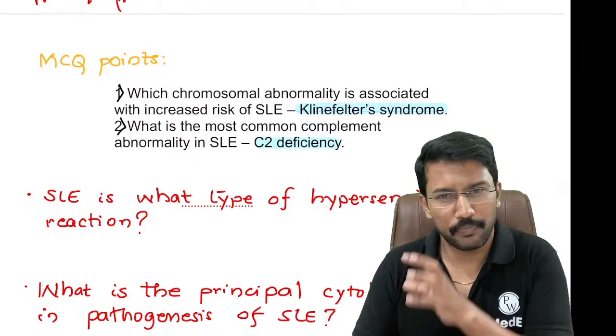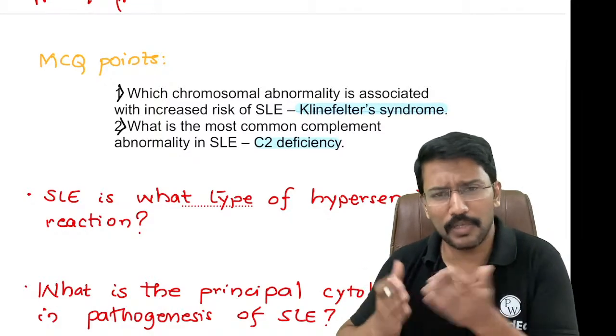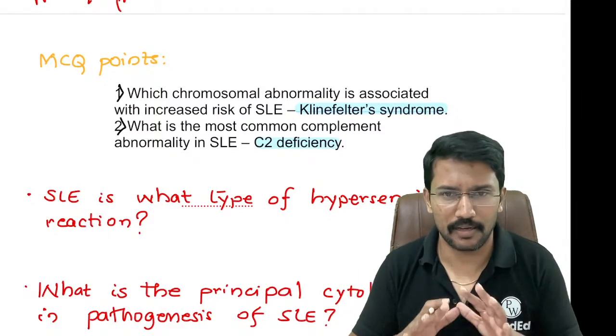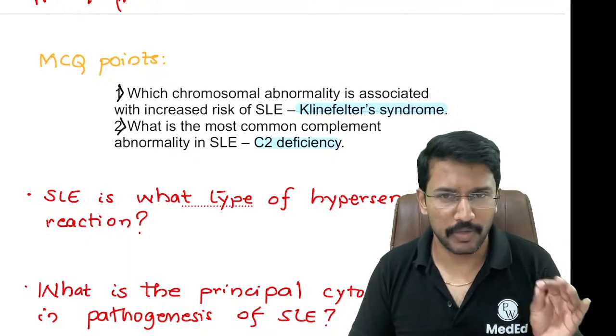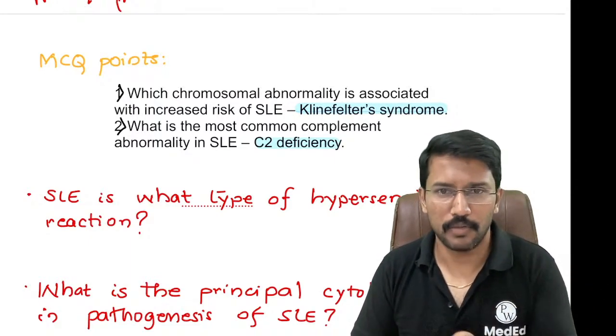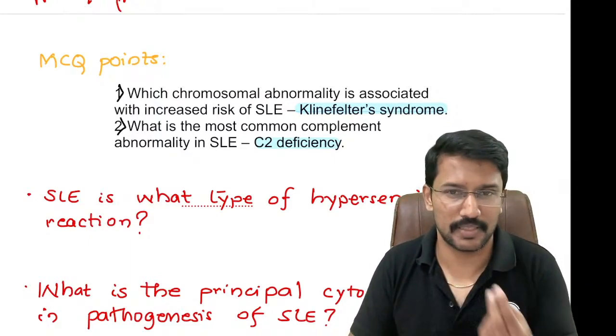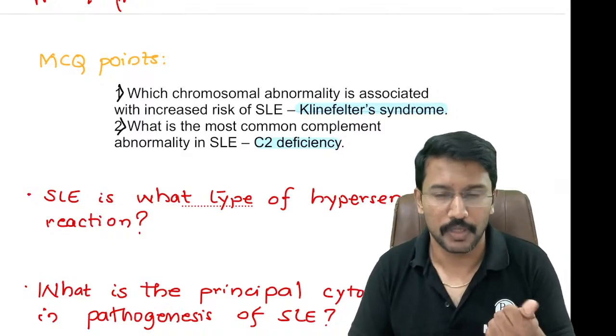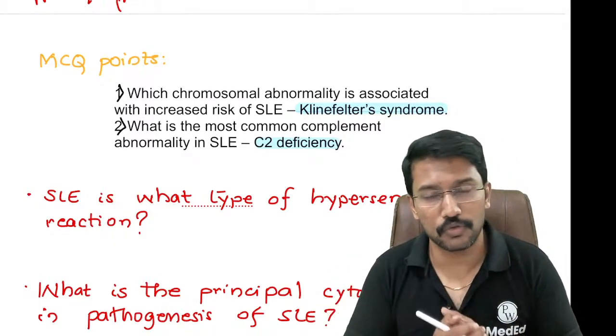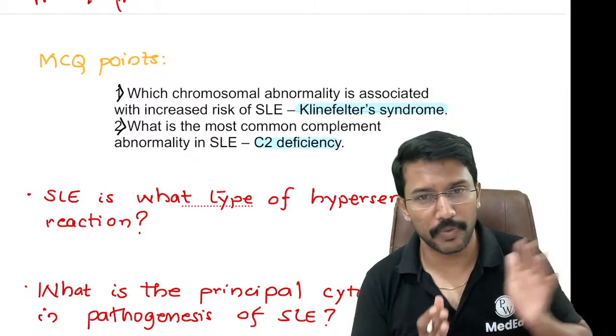So, if the pathology is related to female gender, what is the difference between a male and female at the genetic level? Females have two X's, right? Males have an X and a Y. So, basically, female has an extra X chromosome. Now, if there is one more extra X chromosome, what will happen? The risk of developing SLE increases.